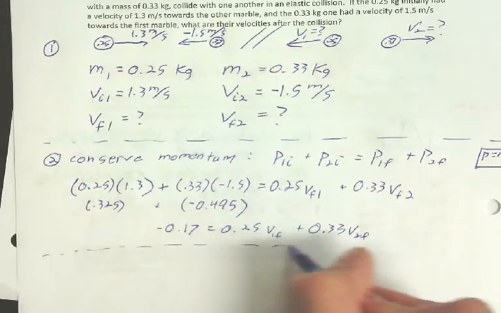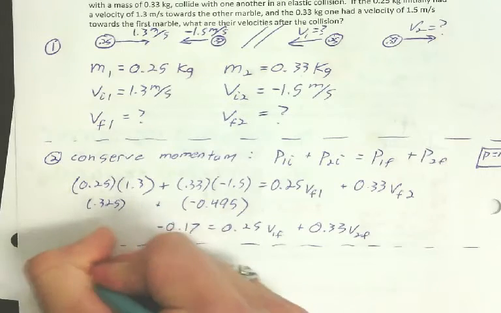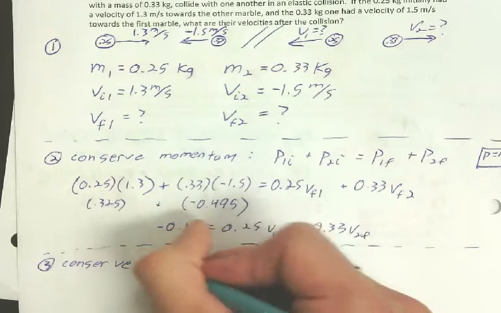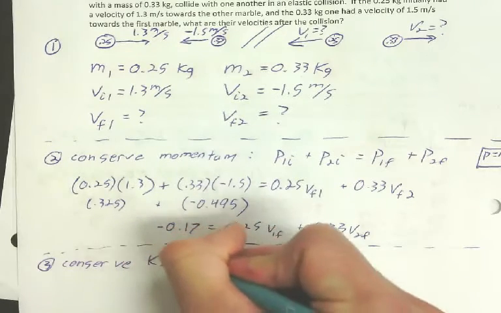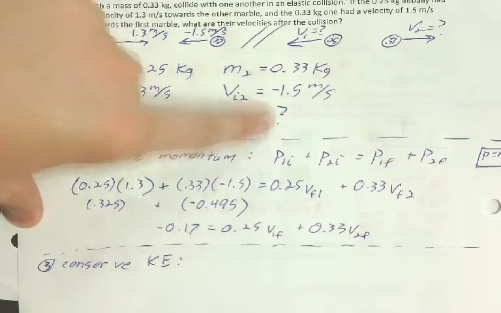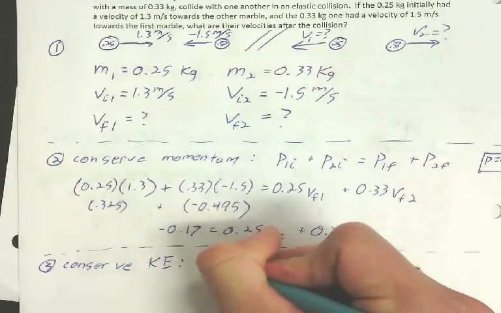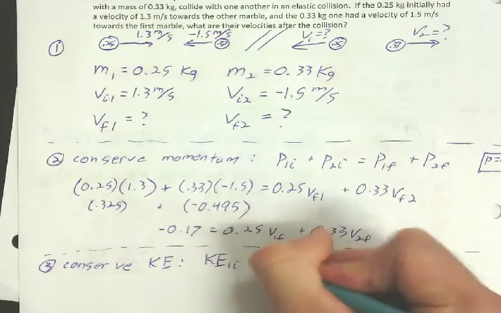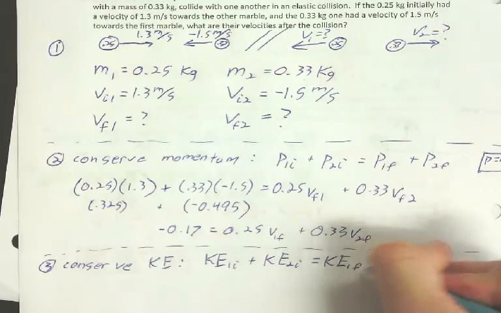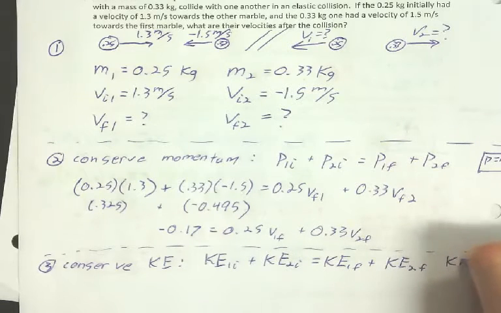So we did knowns and unknowns. We conserved momentum. Now we need to conserve kinetic energy. If you remember back to math, in order to solve two variables, you need two equations. So here's my first equation, conservation of momentum. Here's my second equation, conservation of kinetic energy. So the kinetic energy of 1 initial plus the kinetic energy of 2 initial equals the kinetic energy of 1 final plus the kinetic energy of 2 final. And remember, kinetic energy is 1/2 mv squared.